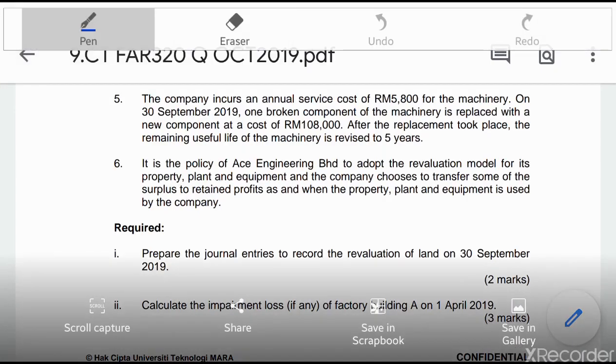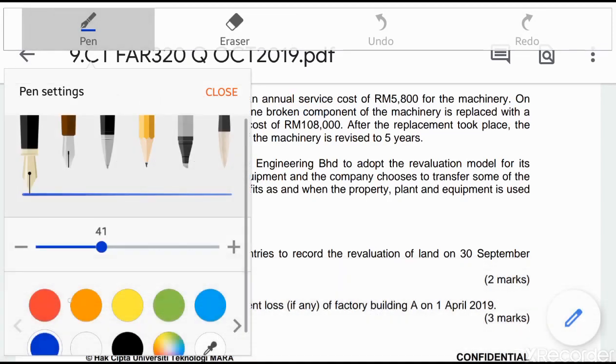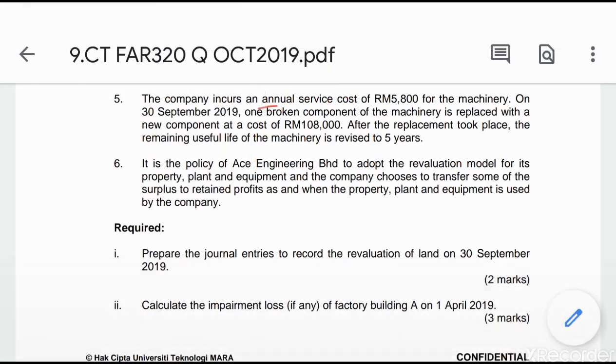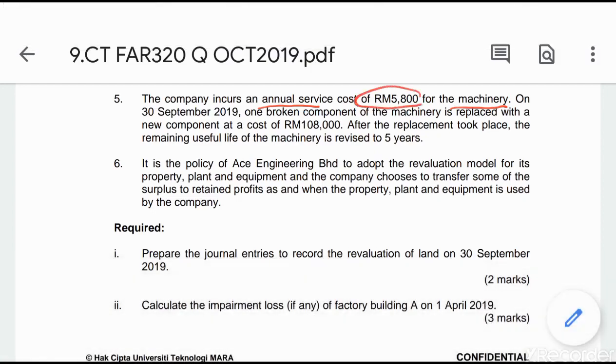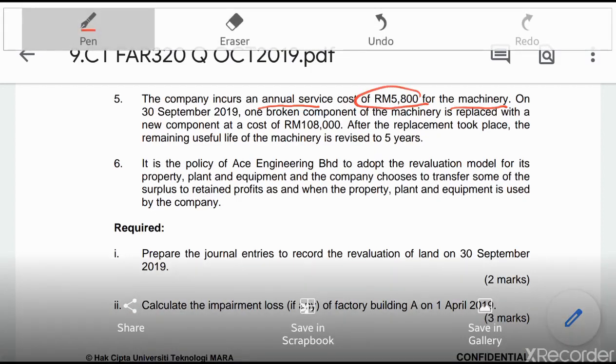The company incurs an annual service cost for the machinery. You know, machinery needs to be maintained every year from the year it was acquired. So therefore you need to incur some service cost. And the service cost that was incurred is 5.8 million. However, by doing this service or this maintenance, it will not improve any parts of the machine. It will just maintain its existing condition, or just make sure that it is in working order.